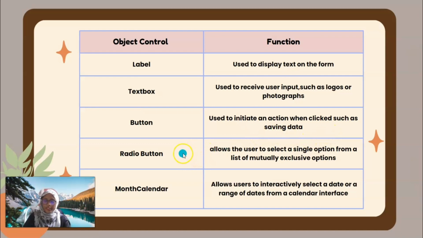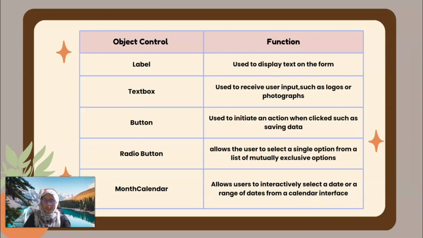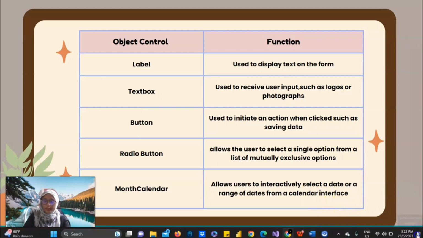And the fourth one is radio button, which allows the user to select a single option from a list of mutually exclusive options. And the last one is month calendar, which allows the user to interactively select a date or a range of dates from a calendar interface. Next, I want to show you how to create a project.